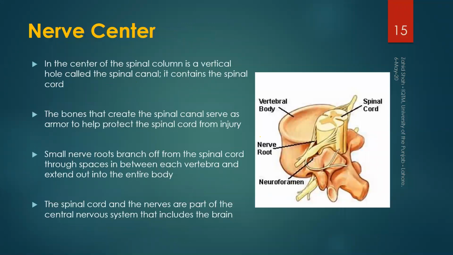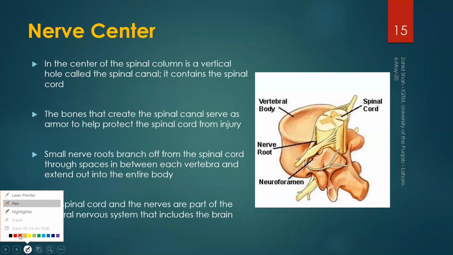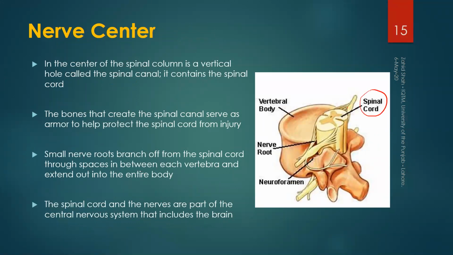Right through the center on the posterior side runs the spinal cord. The spinal cord is a part of your central nervous system, and nerve roots emerge from the spinal cord in pairs. So you can see they emerge one on each side, right and left. These are also numbered just like your bones.